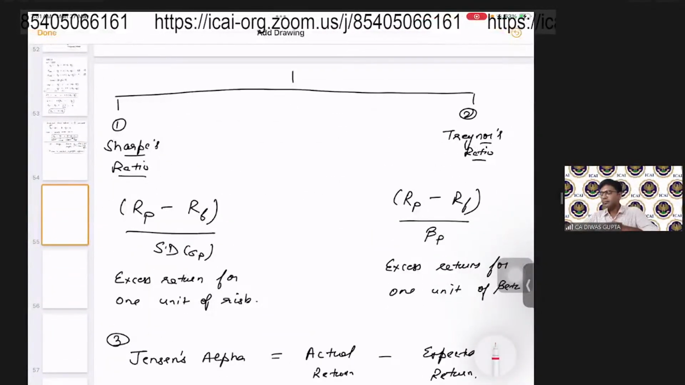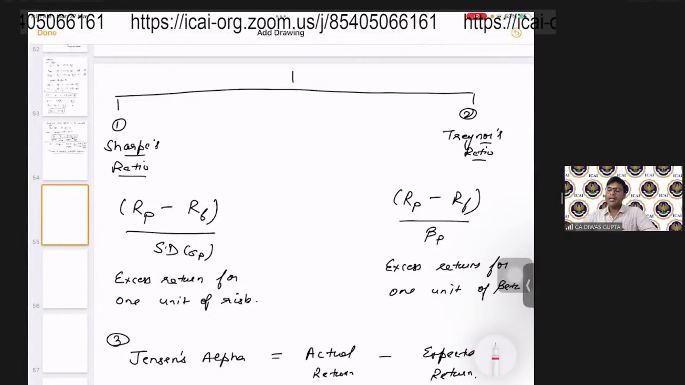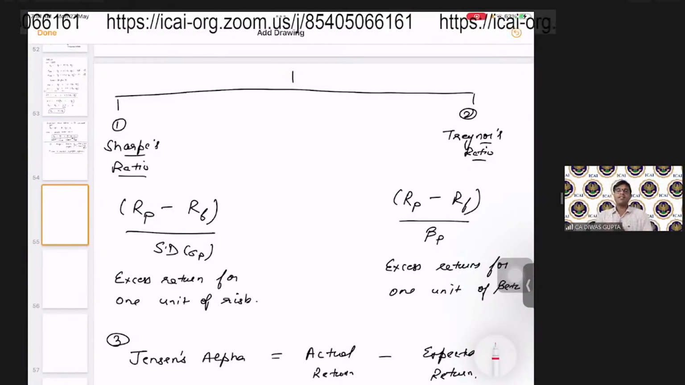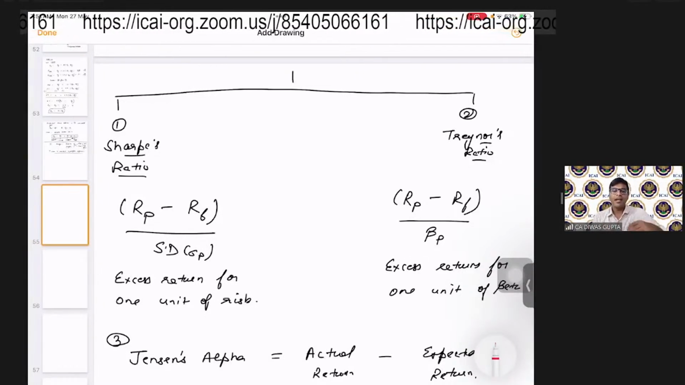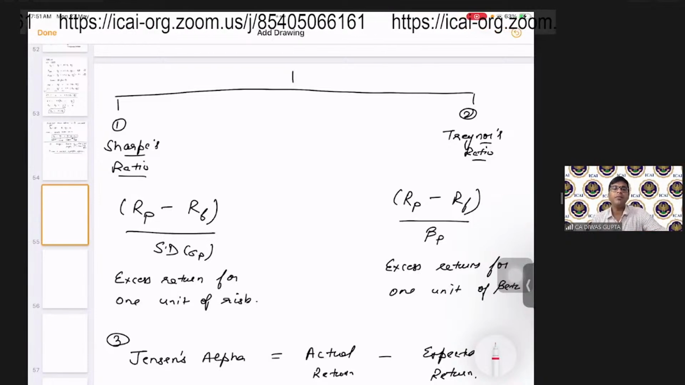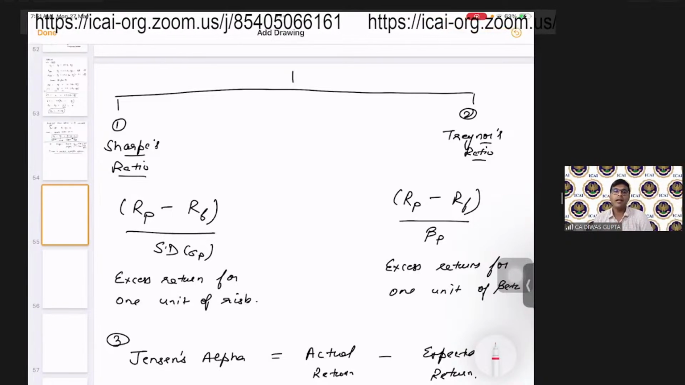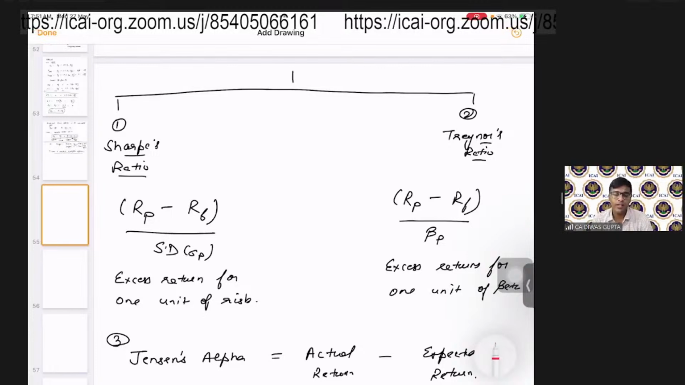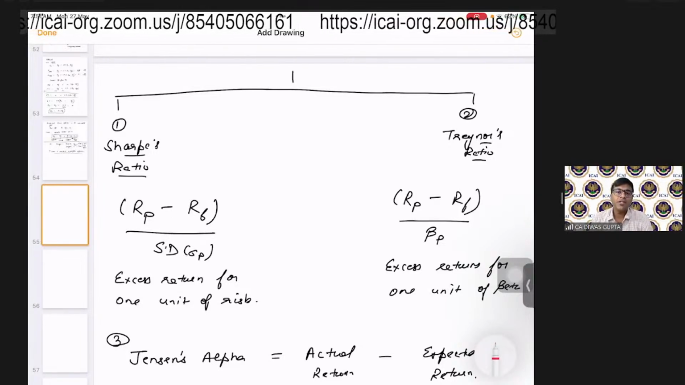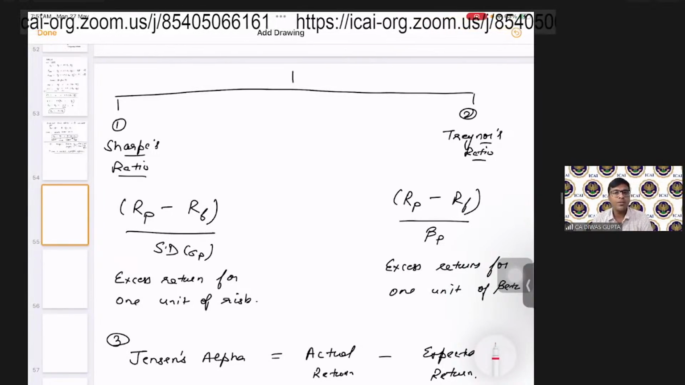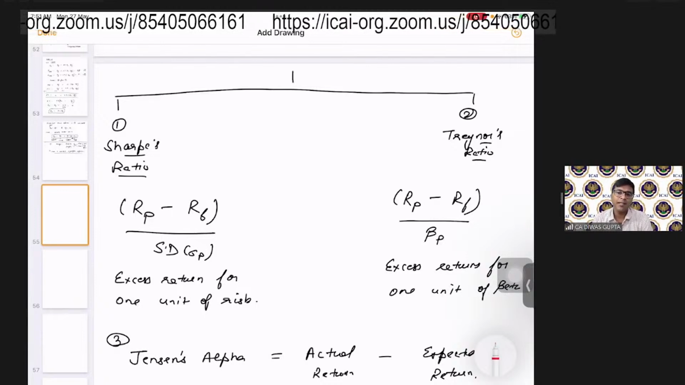Perfect. So students, let me summarize quickly what we have discussed till now. One, we have discussed the risk and return related calculations for a security as well as a portfolio. We have discussed two different theories. One is the Markowitz portfolio theory and the second one is the Sharpe's index model.